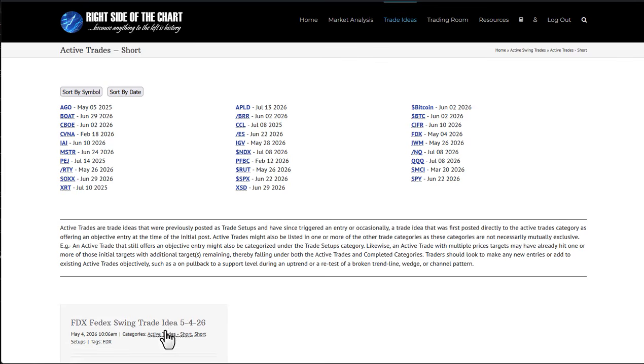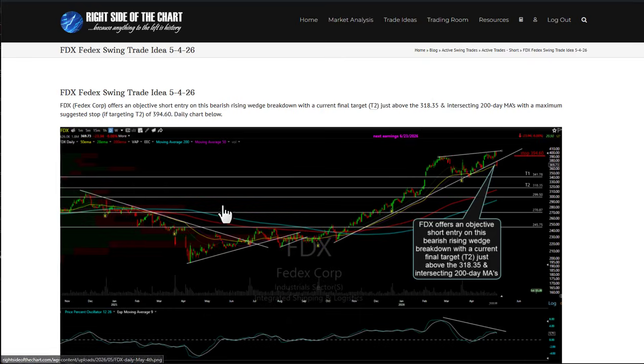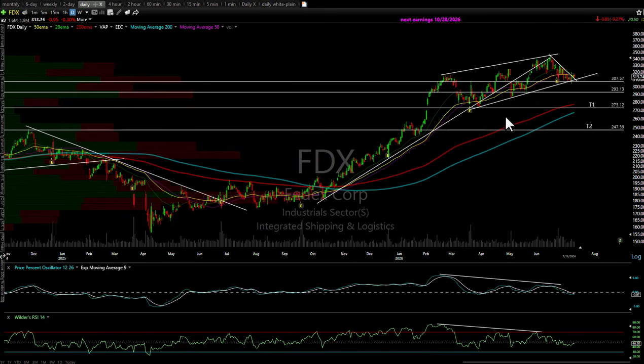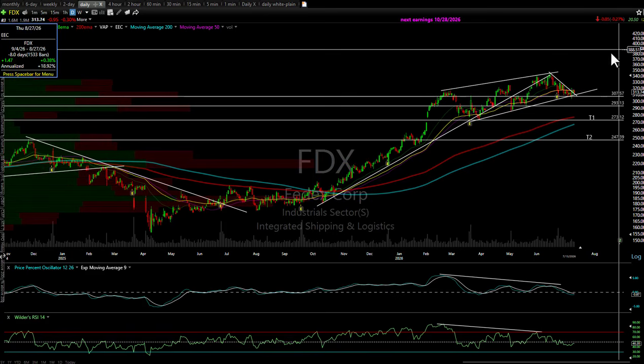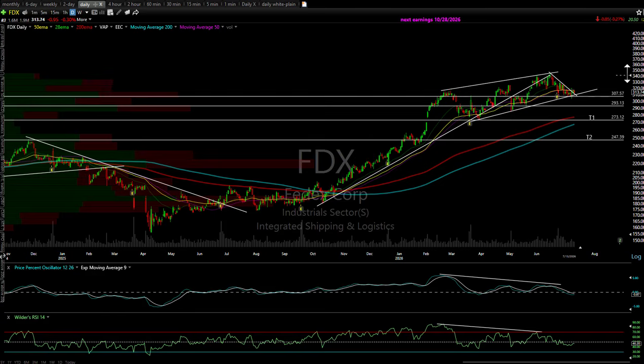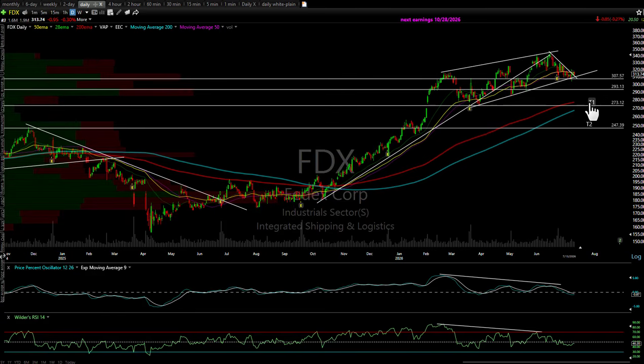Again, if anybody's in it, let me know. I'm just going to kind of breeze over it. So I gave you a suggested stop over 394. We shorted this breakdown right here, and I gave you two targets. Go to the stock. Let's see, 394 is up here. The stop was somewhere up here, but it's moved. They adjusted the price due to that spin-off.